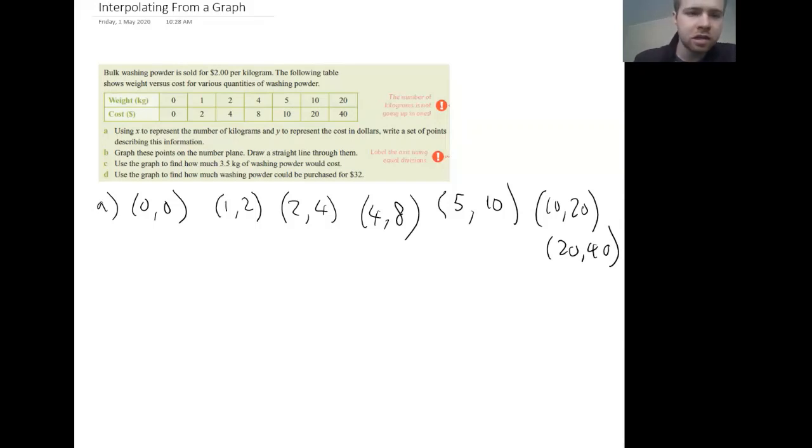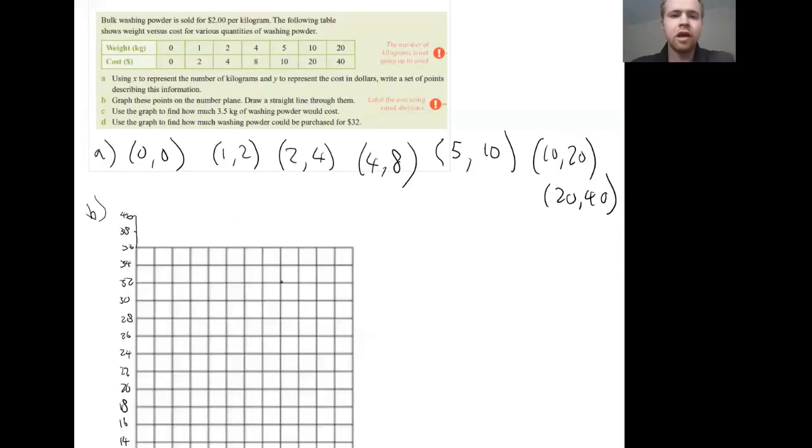Now, what do we notice? It looks like it's going up by 1, so it goes 0, 1, 2, and then jumps to 4, and then it goes back to 5, up by 1, and then goes to 10 and to 20. So you see, it's not a constant progression on this table. These coordinates aren't going to be evenly spaced apart, but we will see soon that they're going to create a line. For part B, we need to graph these points on the number plane and then draw a straight line through them.